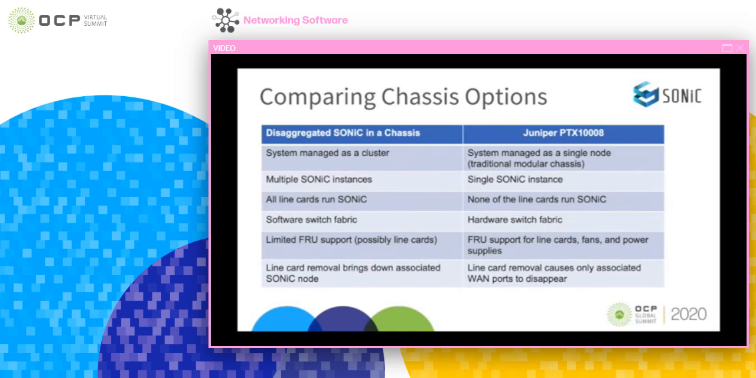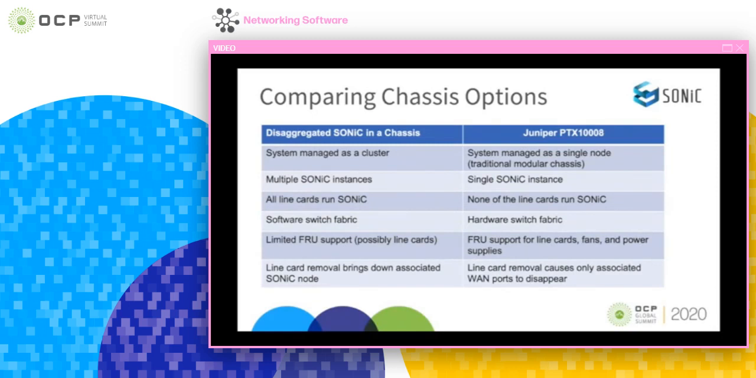At Juniper, for the PTX 10008, we chose a different approach. The system is managed as a single node in a traditional modular chassis way. As such, there's only one single SONiC instance. None of the line cards run SONiC, as they are all managed by the Juniper HAL. We have a hardware switch fabric that passes cells between line cards. We have complete FRU support for fans, line cards, and power supplies. Pulling out a line card means only those associated WAN ports disappear, not the entire node.